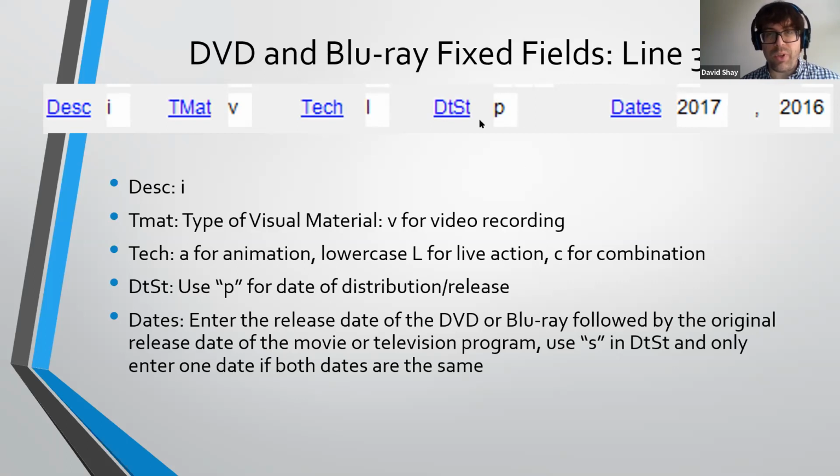DTST, in this case, you want to use P for distribution and release. In this example, I've got over here in the dates the distribution date of this movie, 2017, and then I've got the original release date. So this movie was released into theaters in 2016, and then distributed in 2017 when the actual DVD came out. So I got that line down right here.